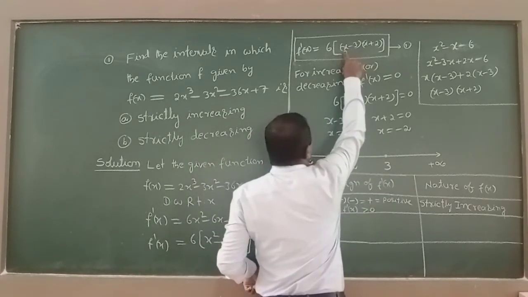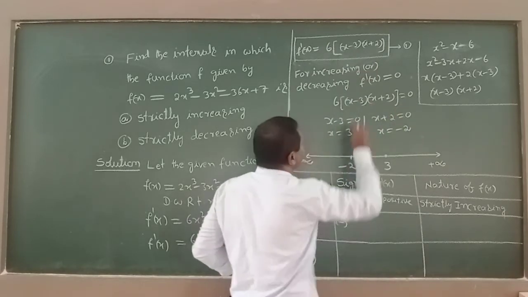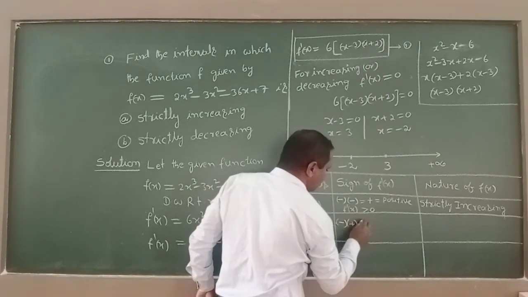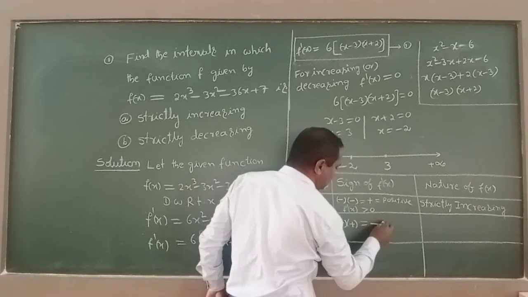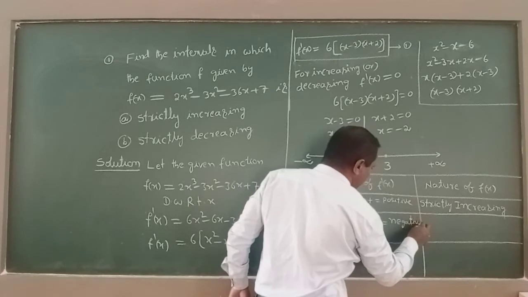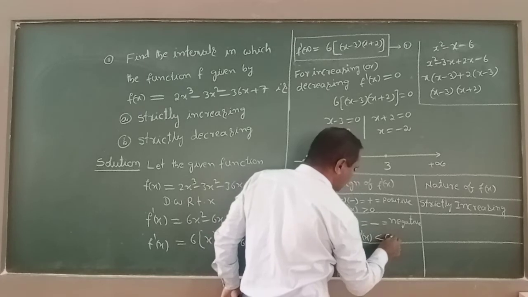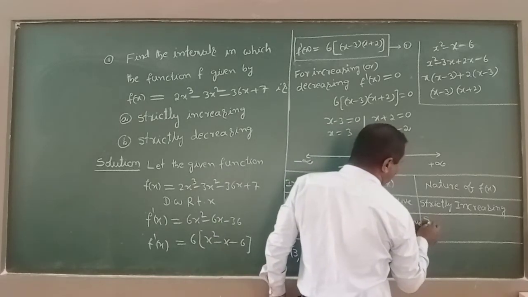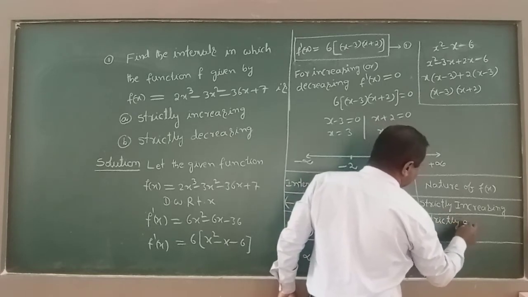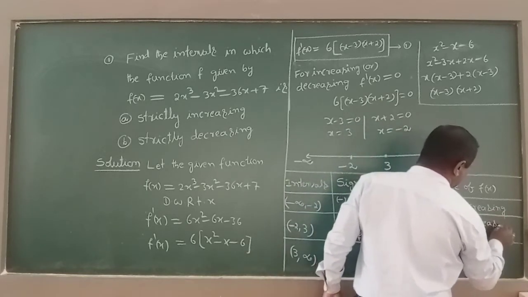2 minus 3 becomes minus 1, means minus. 2 plus 2 is plus 4, which becomes plus. Minus into plus is minus. Minus means it is negative. Negative means we can write here f dash of x is less than 0. If it is less than 0, we are calling that function a strictly decreasing function. Otherwise simply we can call it strictly decreasing.